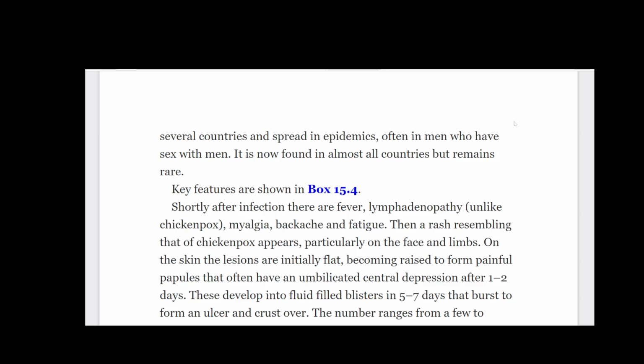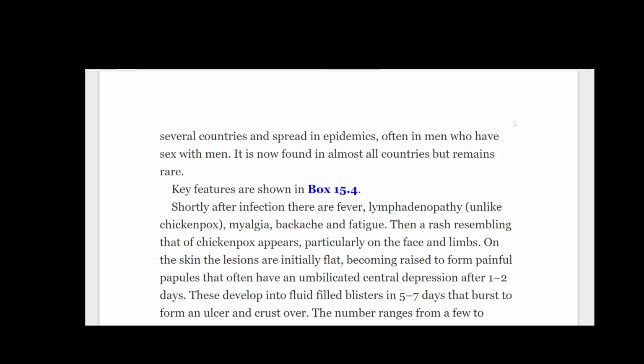Key features are shown in box 15.4. Shortly after infection there are fever, lymphadenopathy, unlike chickenpox, myalgia, backache and fatigue. Then a rash resembling that of chickenpox appears, particularly on the face and limbs. On the skin the lesions are initially flat, becoming raised to form painful papules that often have an umbilicated central depression after 1 to 2 days.